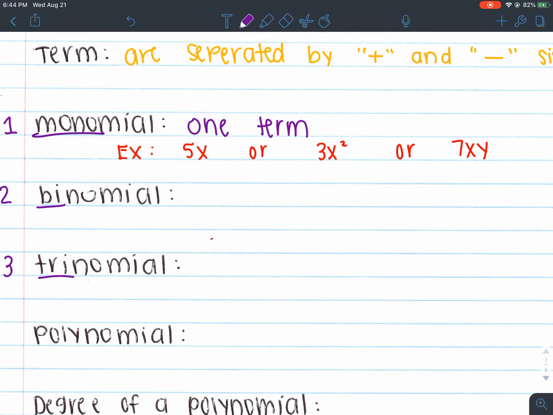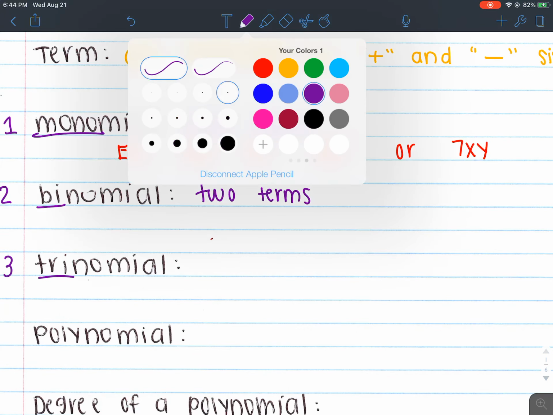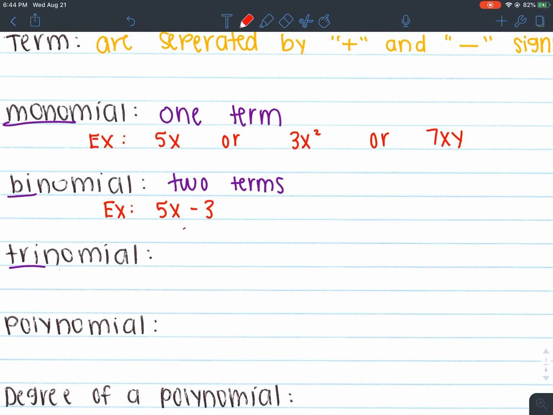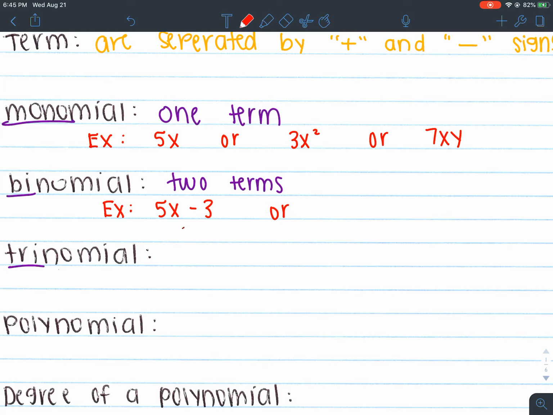Binomial, that's going to be two terms. So an example of that would be 5x minus 3, kind of the one that we had at the beginning, or 7 minus 3x squared. That's also one. Actually, let's do a plus on that one so we know. So they're two terms. They're two different terms separated by plus or minus.